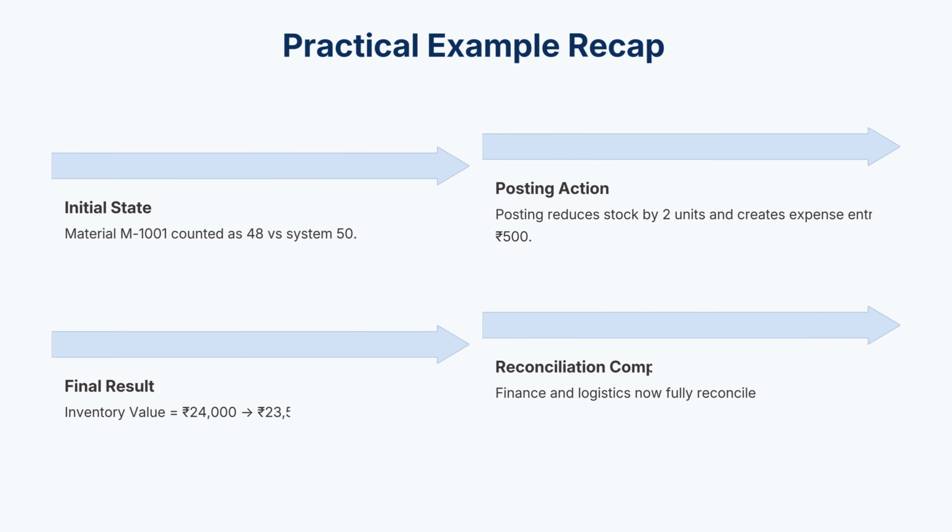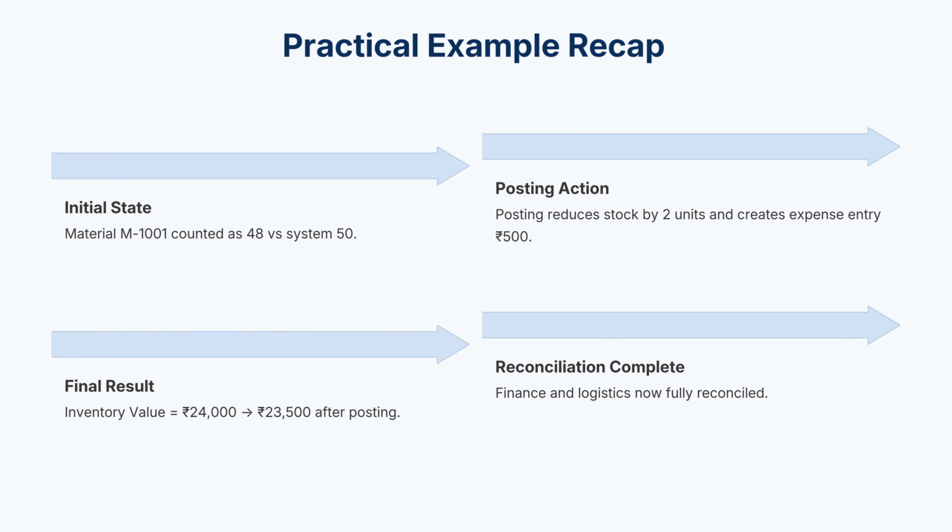Let's consider a simple case. Material M1001 showed 50 units in the system, but only 48 were found physically. When posted, SAP automatically adjusted inventory by 2 units, reducing total stock value from 24,000 to 23,500. Finance and logistics are instantly synchronized, eliminating manual reconciliation.